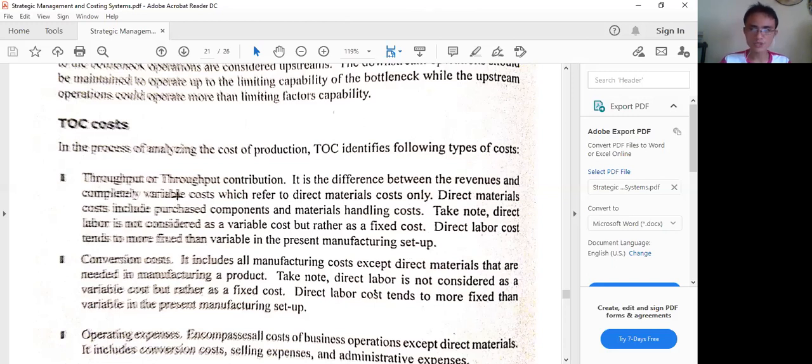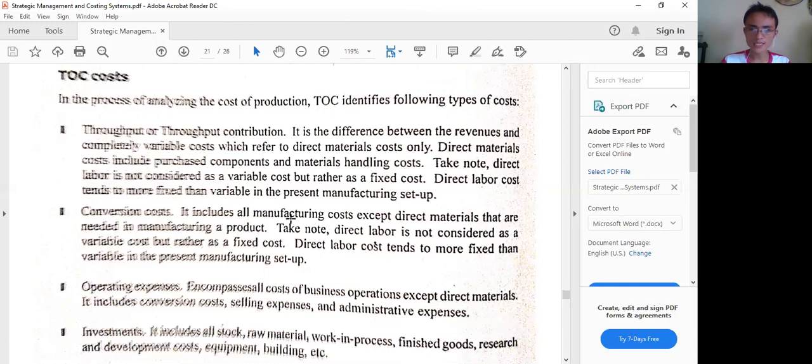Another one is conversion cost. It includes all manufacturing costs except direct materials that are needed in manufacturing a product. So as said, direct labor is not variable but fixed.